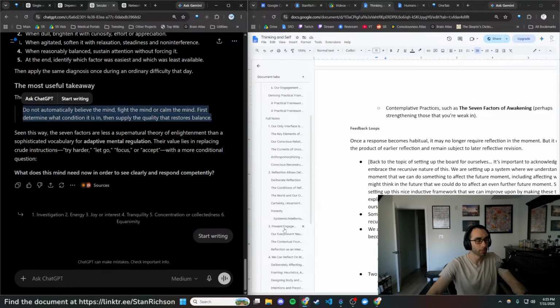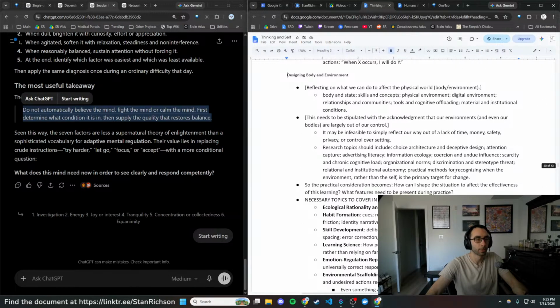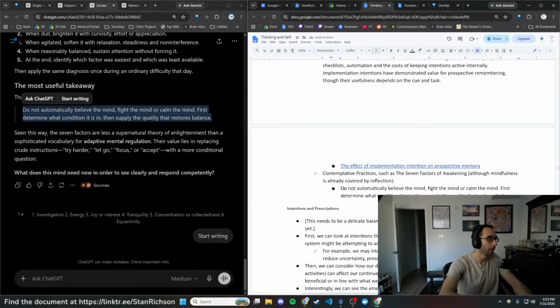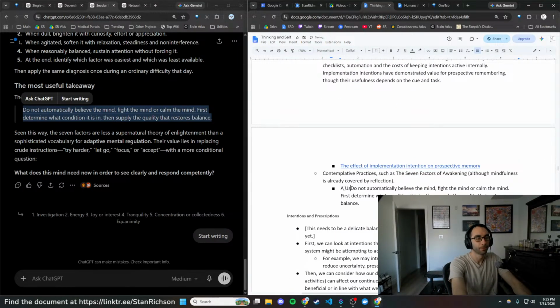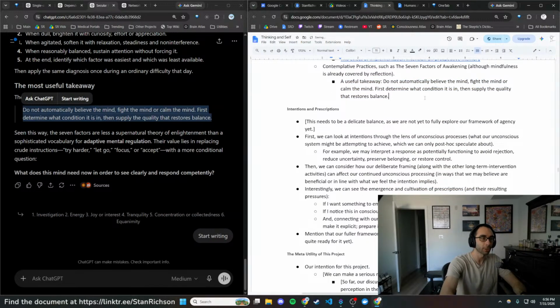Where would that be? Where was that? This was what we can do something now to affect our... yeah, certainly a lot of this is already going to be covered. Automatically believing the mind, but fighting the mind is kind of novel here, and calming the mind. And this is a meta approach. It's what is actually going on right now, and so this is kind of powerful.